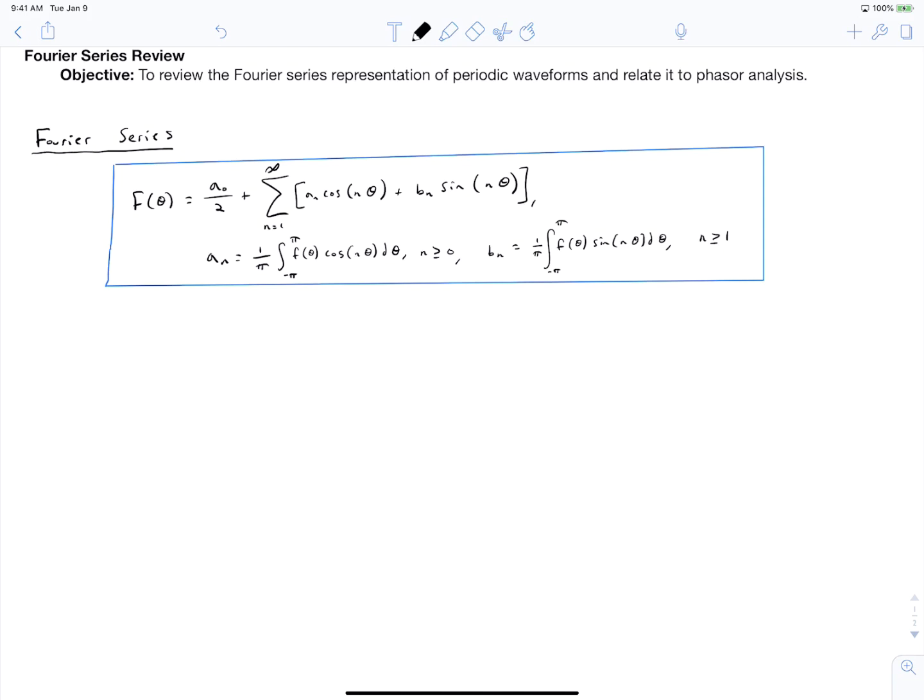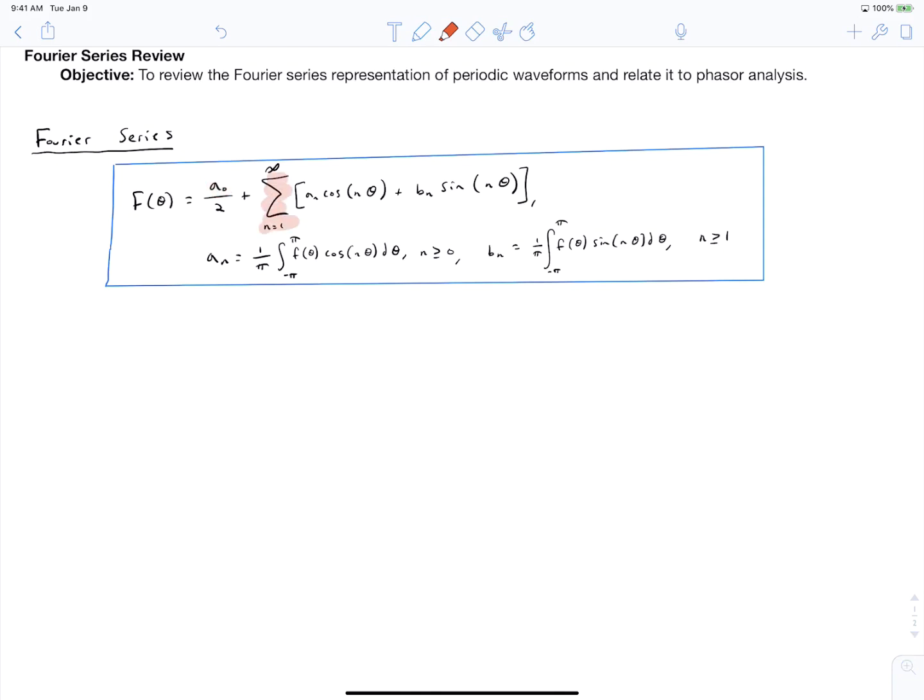And what this expression tells us is that we can represent a waveform as a Fourier series. So capital F of theta is the Fourier series representation, being the sum of coefficients which are labeled as A and B. And these coefficients have a subscript which indicates their harmonic index. So A0 is a DC quantity. It does not vary with the angle theta.